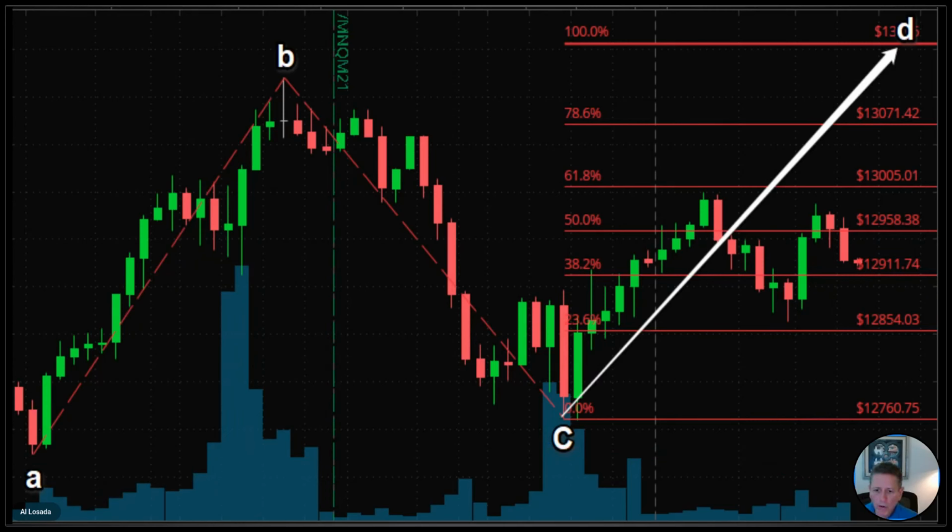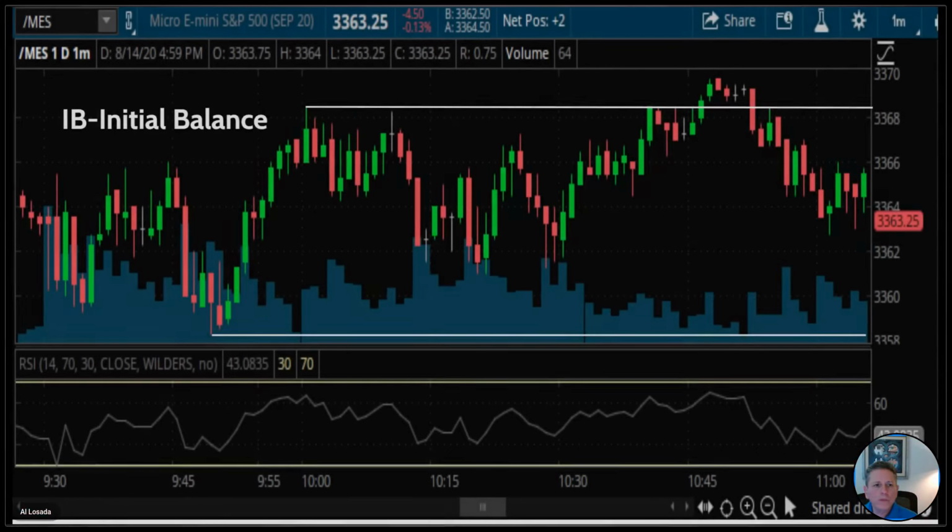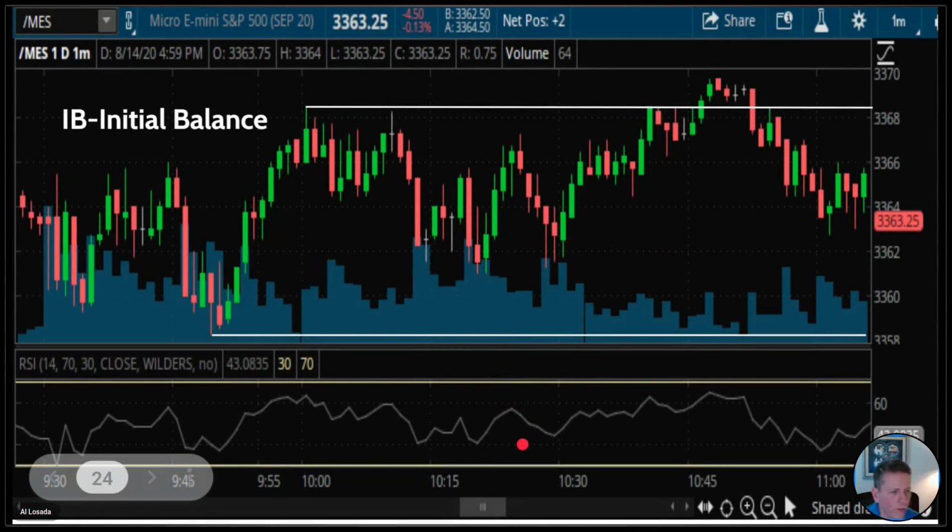All right. So now let's see here. Okay. So this is another way besides the ABCD pattern. It's called an initial balance position, and so what that means is that the range, right? The initial balance is the high part and the low part within the first hour of trade. Okay, a lot of traders use this. Okay, so you trade this position in that area, right? And then you can identify where you have shorts and longs.